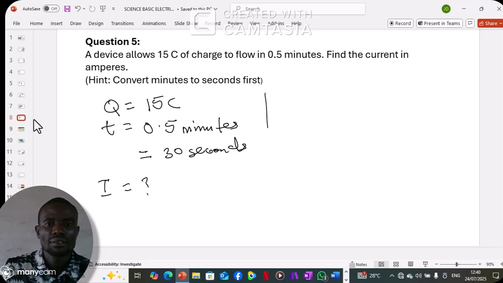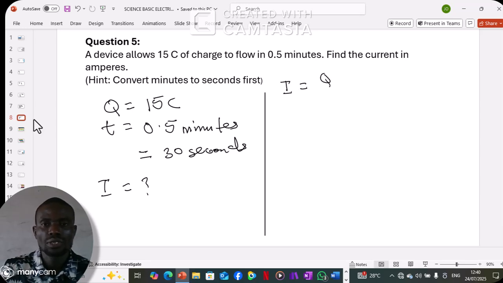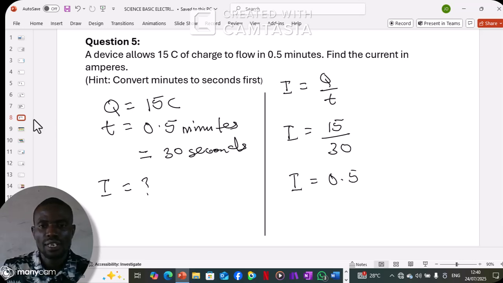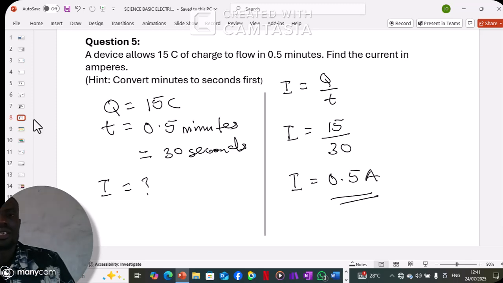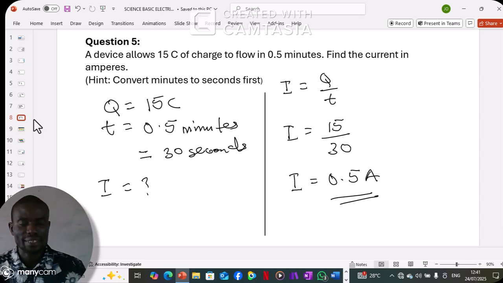Okay, let's now calculate. The formula we're using now is I equals Q over T. I equals 15 divided by 30. So the current will now be 0.5 ampere. So 0.5 ampere will be the current through that device.